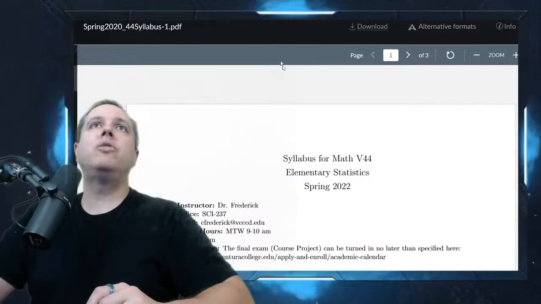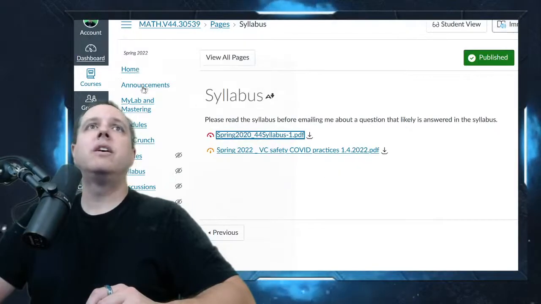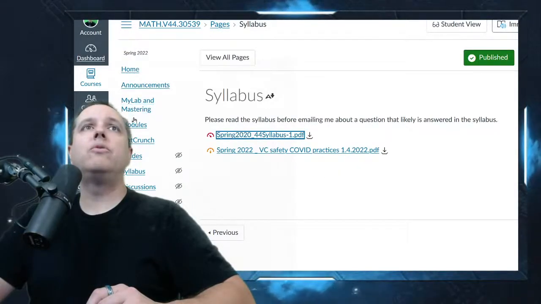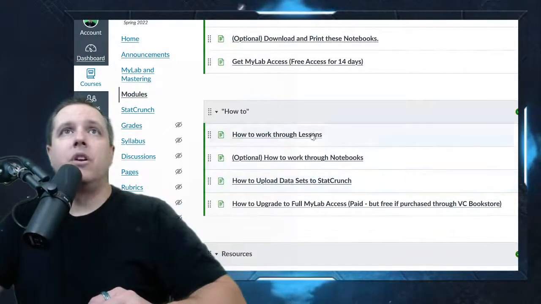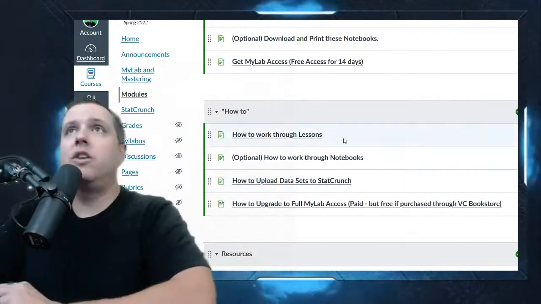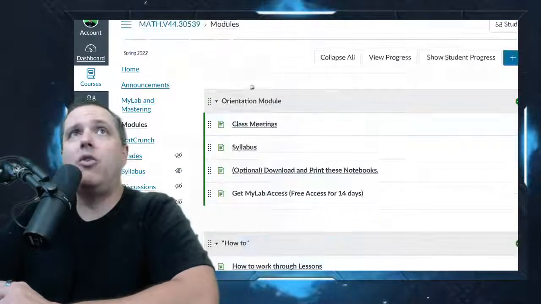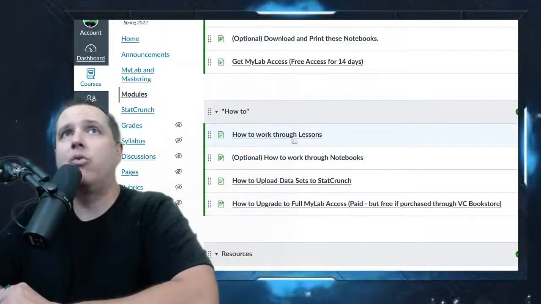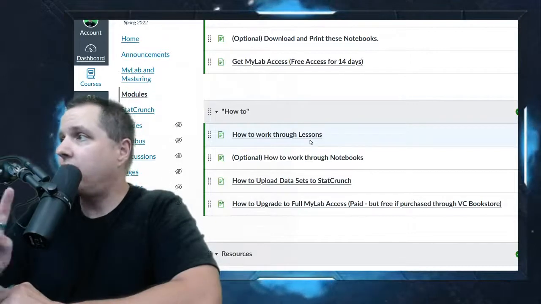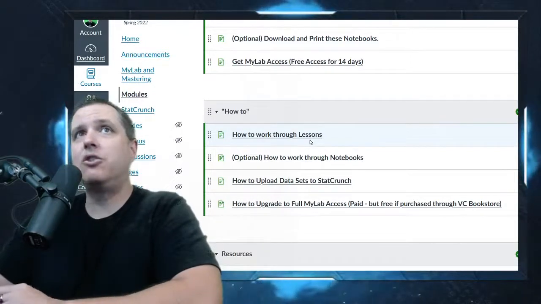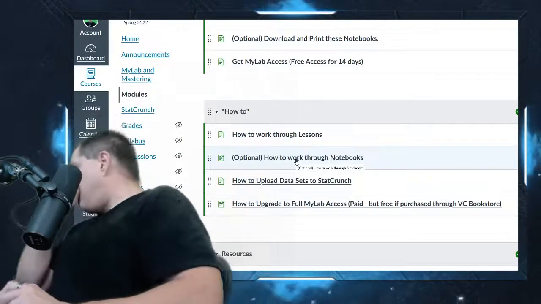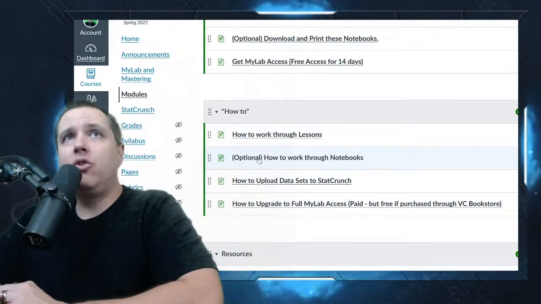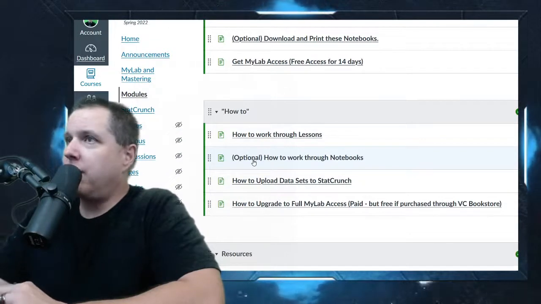So let me show you here. If I go back, let me close this and go back to modules. So there's some how-to stuff here. There's another module here after the orientation module, how to work through the lessons. This is showing you how to work through the lessons that you're going to be doing. There are some optional notebooks. Okay, those are optional. It really helps you organize your work.